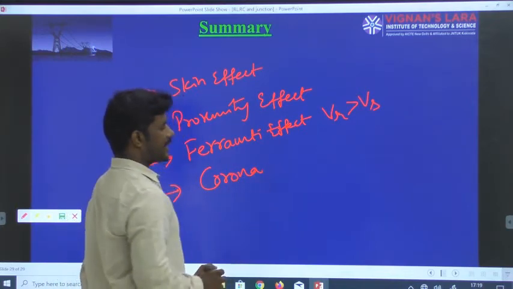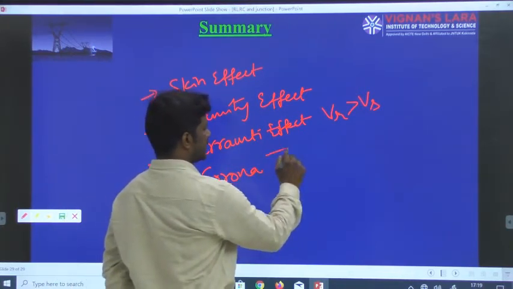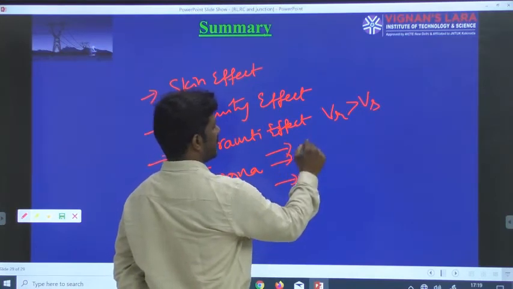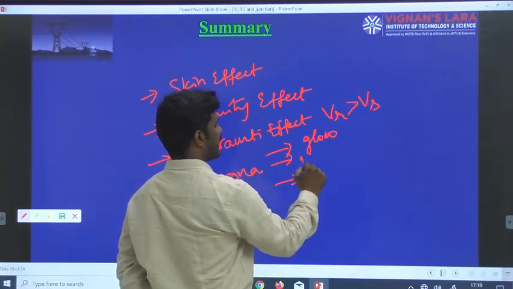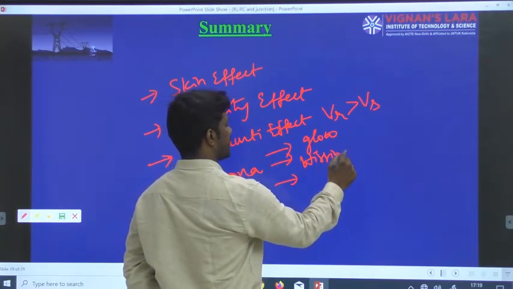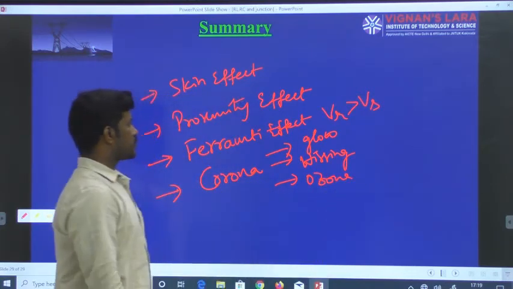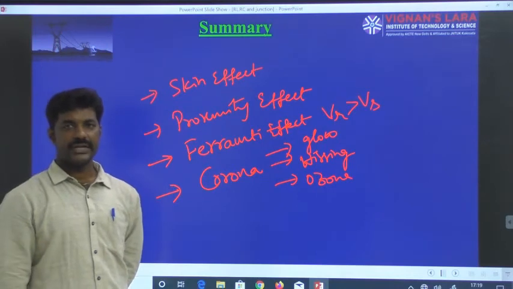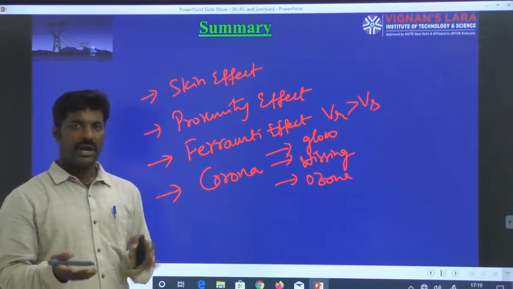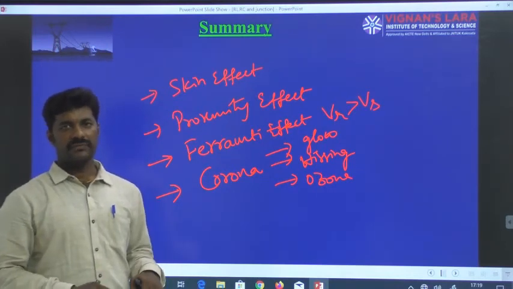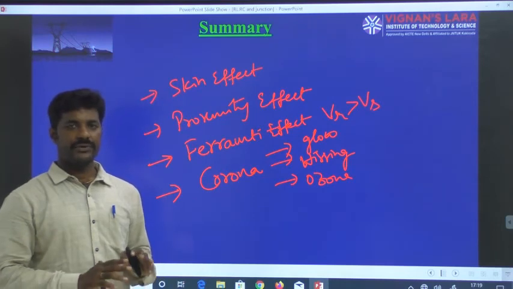Because the air around the conductor gets ionized, 3 factors are observed. They are luminous glow, hissing noise, and also production of ozone gas. These are the total 4 effects we have discussed in today's class. Their formation, and how to minimize all these 4 effects, are discussed in detail in today's class.